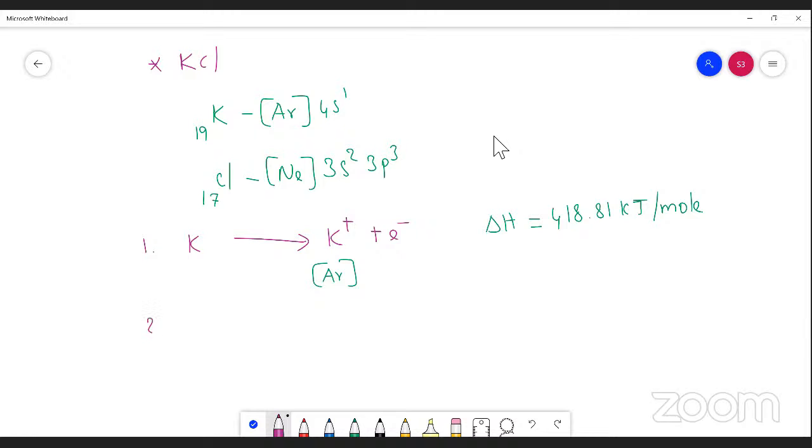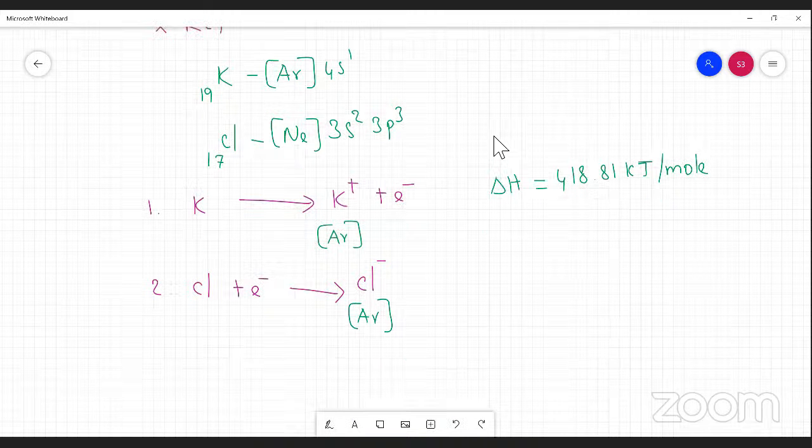And in the second case, what is that? When we are taking chlorine, chlorine will accept one electron and become Cl minus. Now it is getting the argon electronic configuration, so that we are getting the cation and the anion.